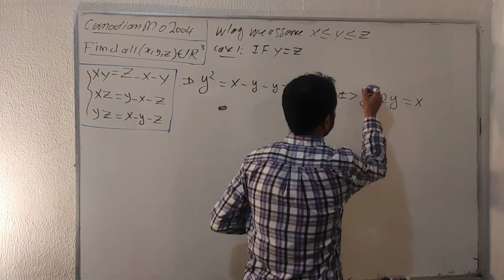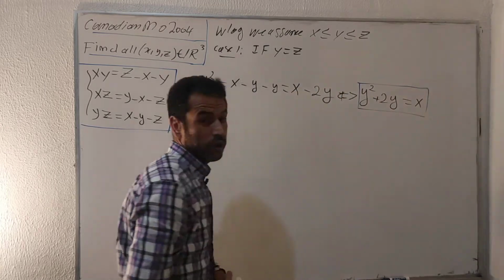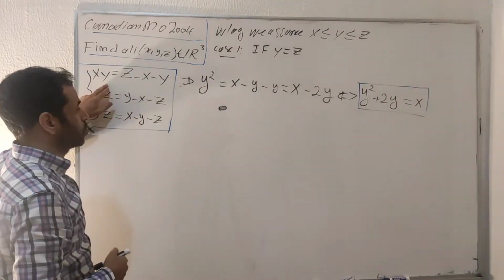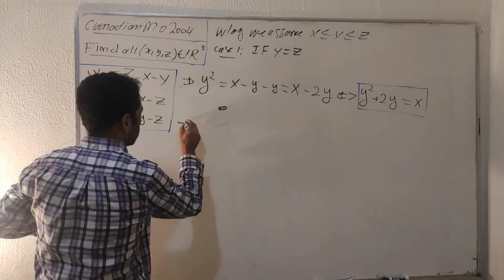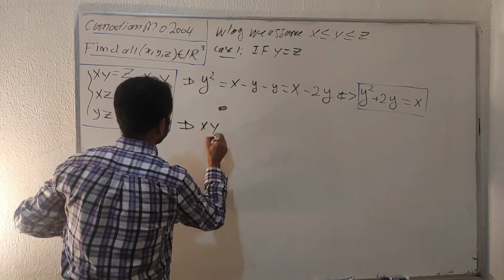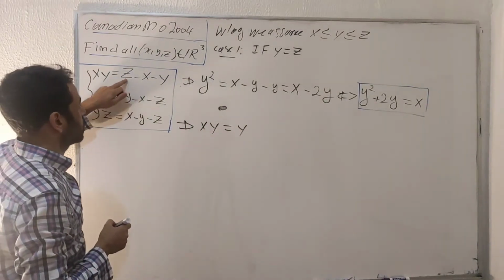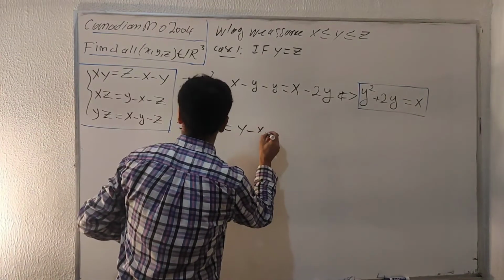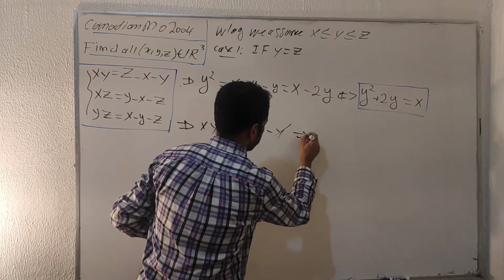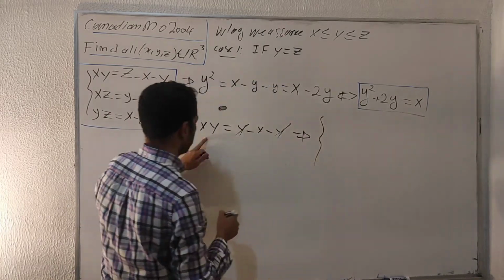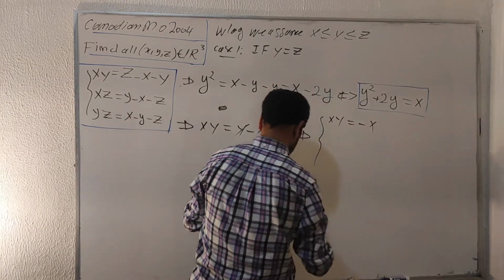I'm going to leave this equation as it is. Let's work on the other equation, using the first equation. Replacing z with y, I get xy equals y minus x minus y. The y cancels out, and I am left with xy equals minus x.